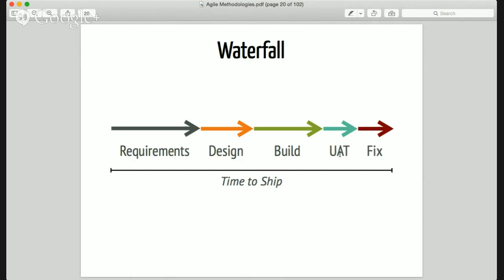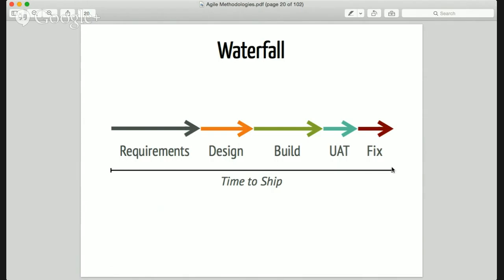Unit testing. Good try. User acceptance test. That means we bring it back to the customer and we ask them whether this is what they wanted. How often does that happen? They say, yes, that's exactly what I wanted. No, never happens, right? And then fixing. So all of this time is the time to ship the product, from requirements, design, build, UAT, and fix.